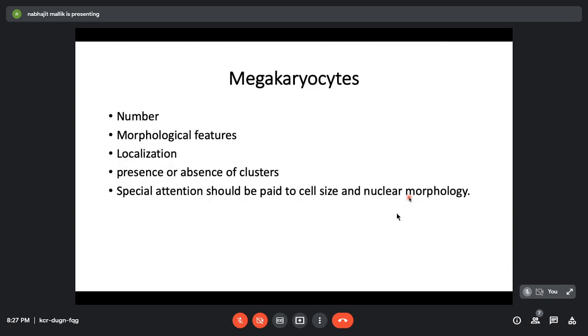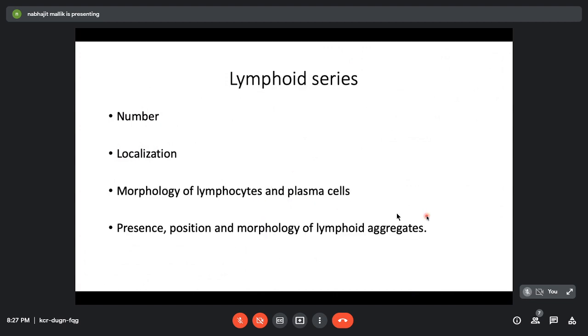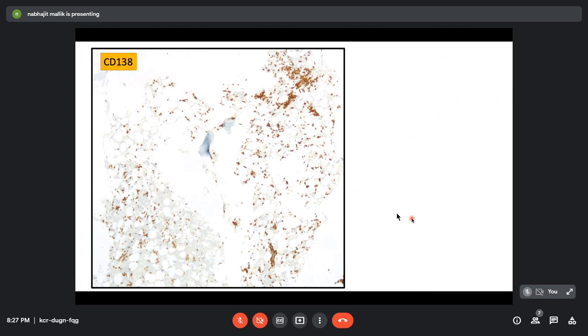Megakaryocytes, we have already seen that even on close view, we should assess the morphological features, localization, and presence or absence of clusters, etc. Special attention should be paid to the cell size and nuclear morphology. Now the lymphoid series, again the numbers, localization, and morphology of lymphocytes and plasma cells should be noted, and the presence, position, and morphology of lymphoid cell aggregates or plasma cell aggregates should also be noted. Here we can see an IHC of CD138 that is quite specific for plasma cells.